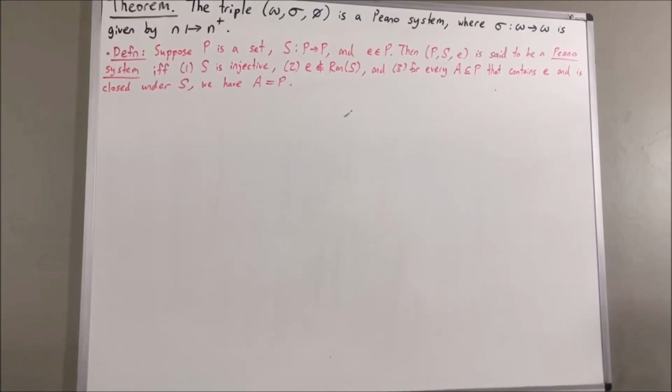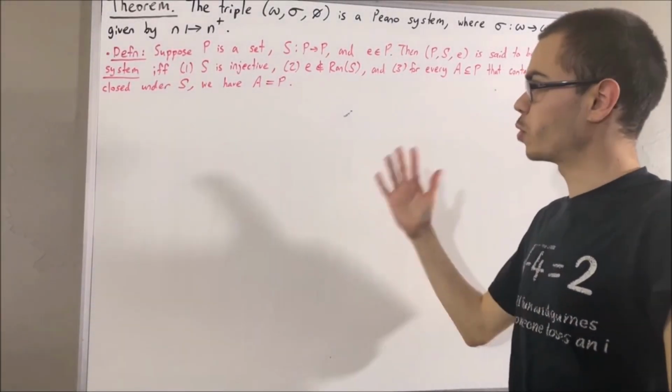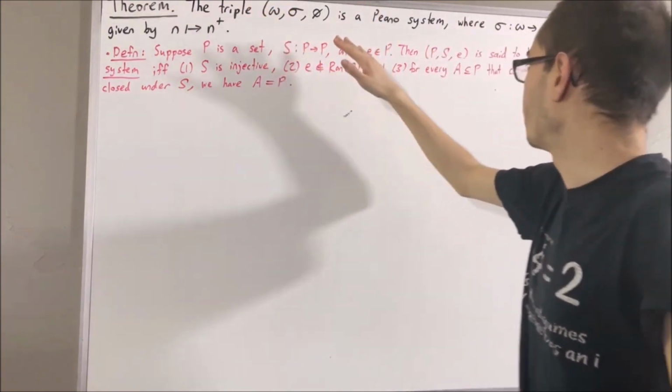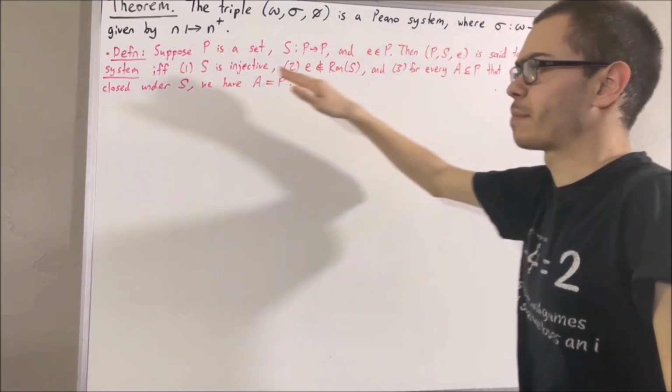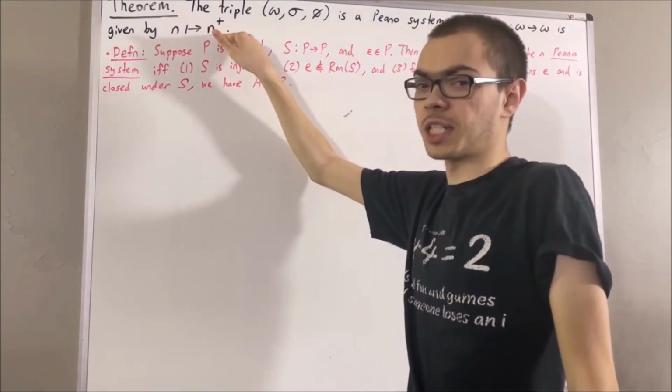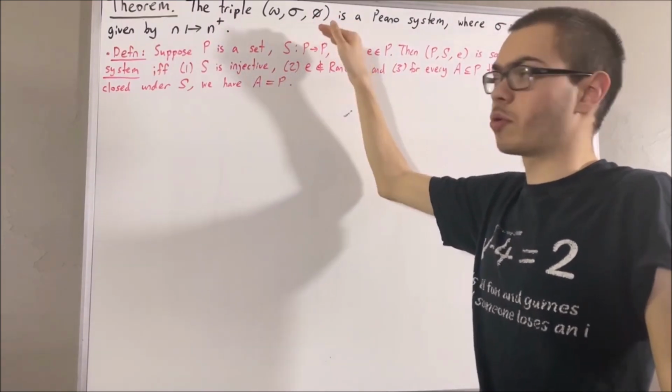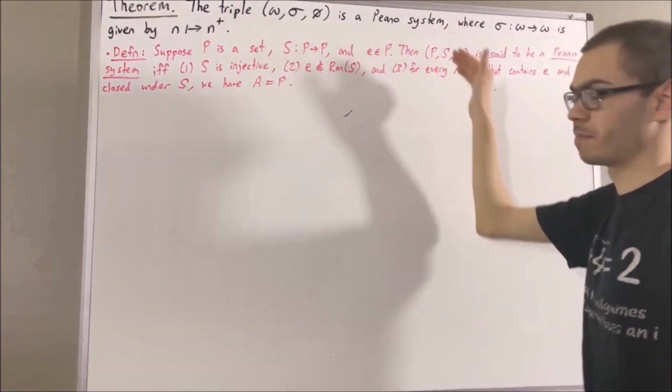Hello! In this video, we're going to prove the following theorem. The set of natural numbers, along with the function sigma, which maps each natural number to its successor, and the empty set, which acts as the zero element, is a Peano system.